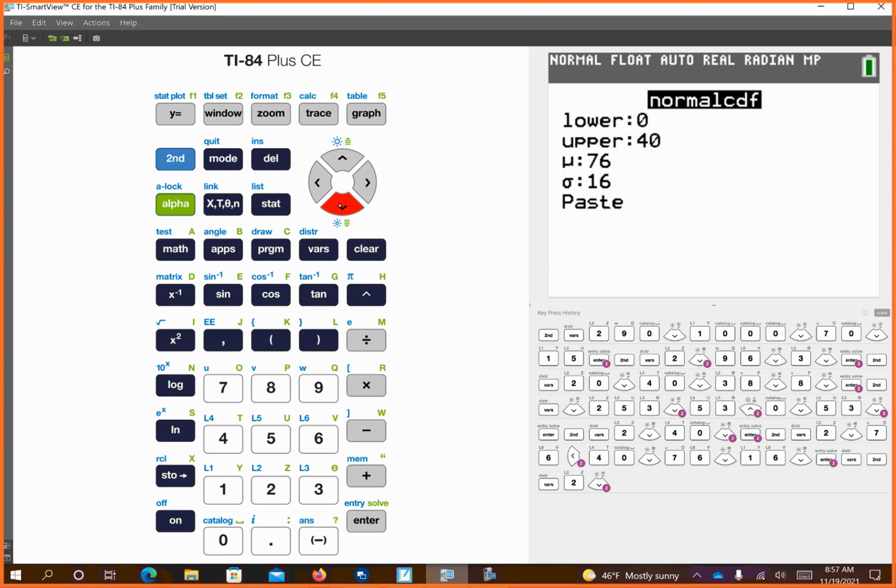All right. So I need to add 15 to our 76. 15 plus 76 is 91. Standard deviation still stays at 16.